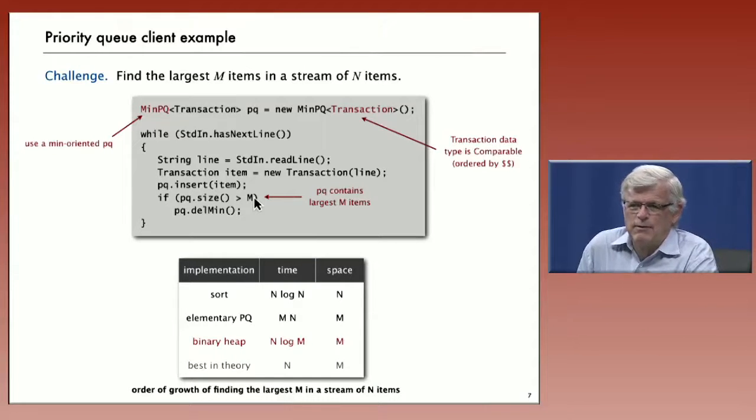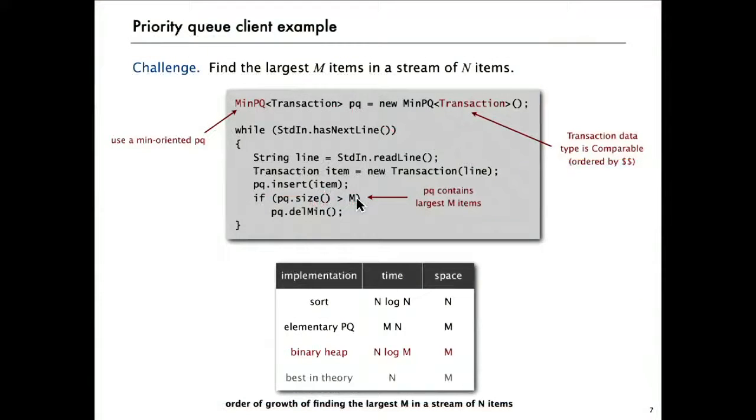Now, how are we going to implement or solve this problem? Well, you can think of lots of ways to solve this problem of finding the largest M items in a stream of N items. So, for example, you could sort them and then just look at the M at the end. But by setting up the problem, I already kind of ruled that one out because we don't have the space to sort them all, to store them all. So sort is out of the question.